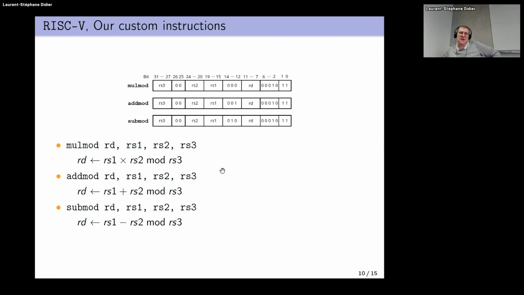So in our custom instructions, we took the approach to have 3 sources and 1 destination. This is allowed in the standard, for example, for the SIMD and the vectorized instruction set. So we have 3 instructions: the modular multiplication, the modular addition, and the modular subtraction. Both operands are in 2 source registers and the modulus in the third source.